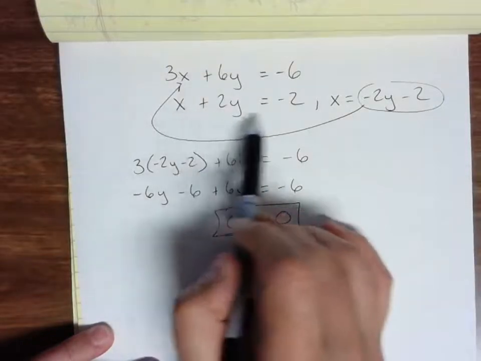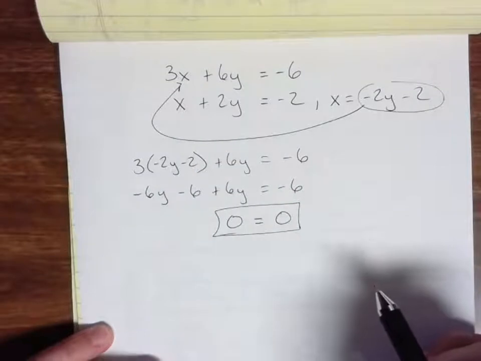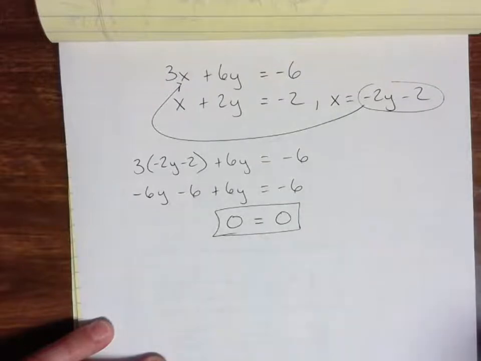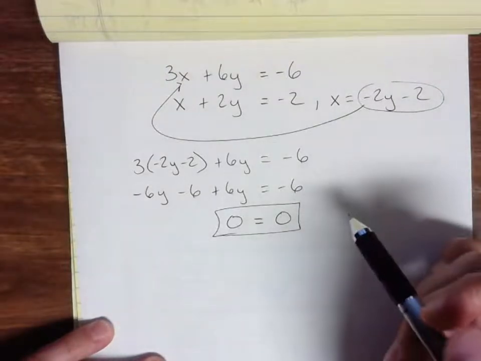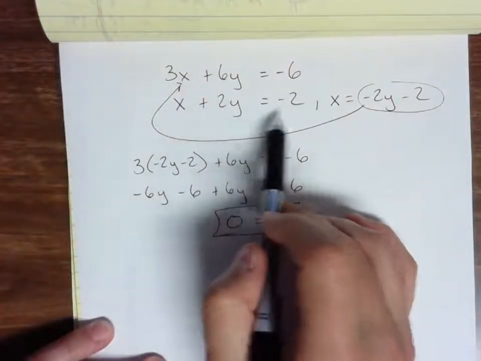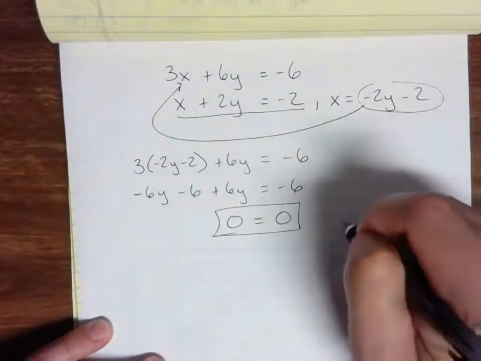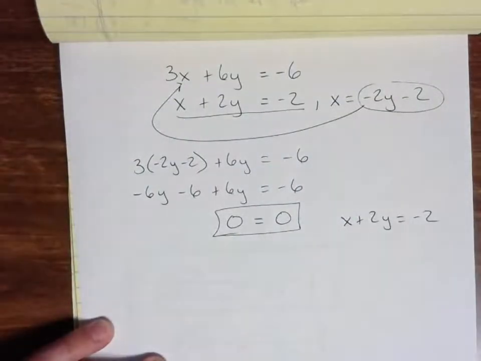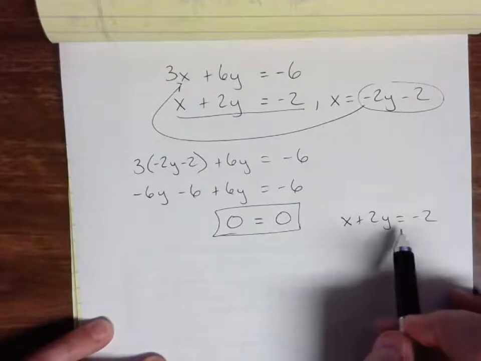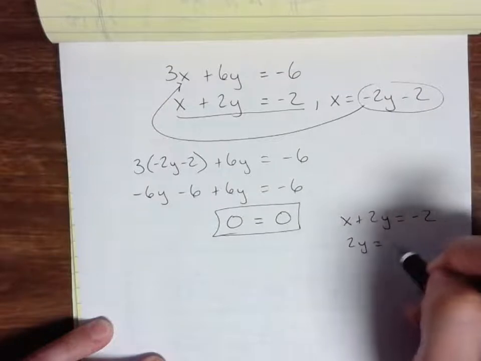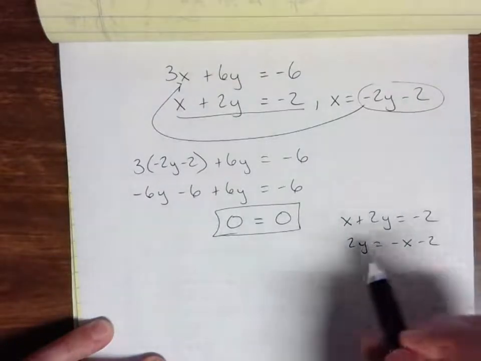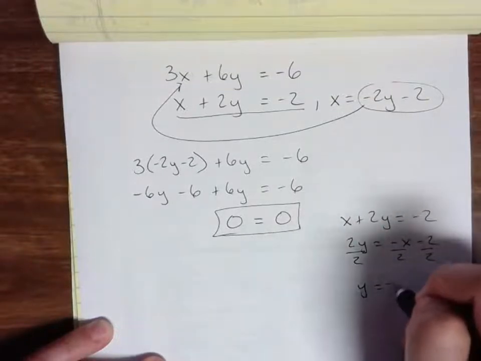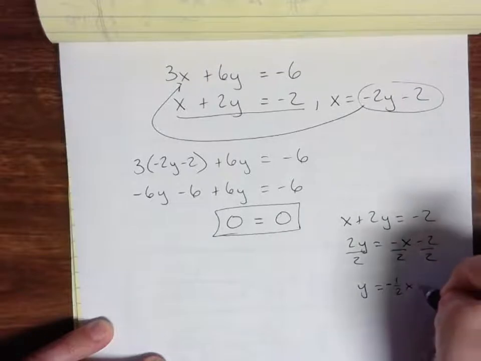So let's go back to one of these equations, and we want to solve and get the y by itself, basically. So it's written in terms of x. And so it doesn't matter which one we go to. Let's just go to this equation here. So x plus 2y equals negative 2. I want to solve that for y. You may be saying, why is he solving that for y? I'll show you. So let's get y by itself here. So 2y equals negative x minus 2. Now let's divide that 2 over. So y equals negative 1/2 x minus 1.